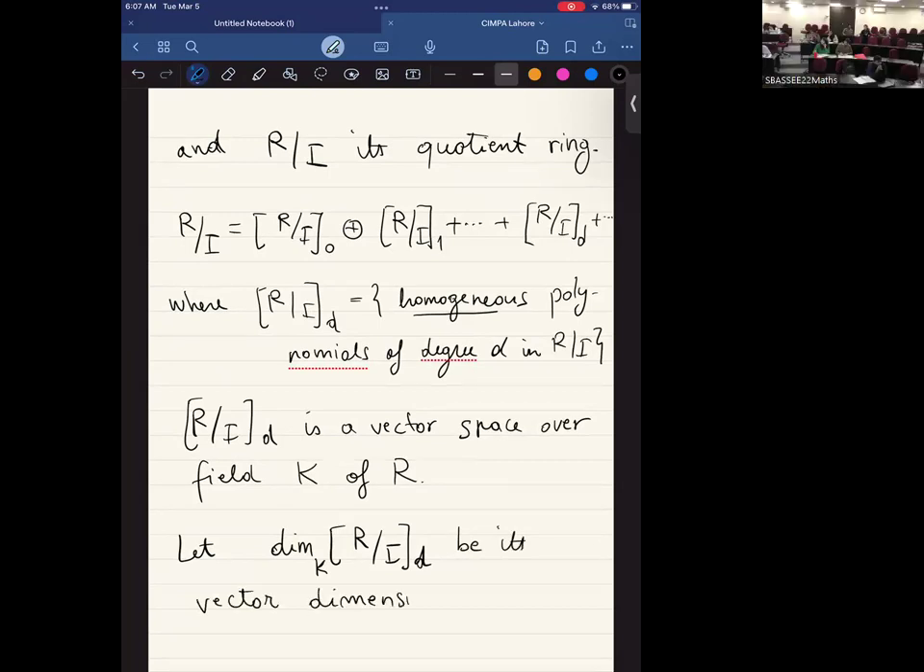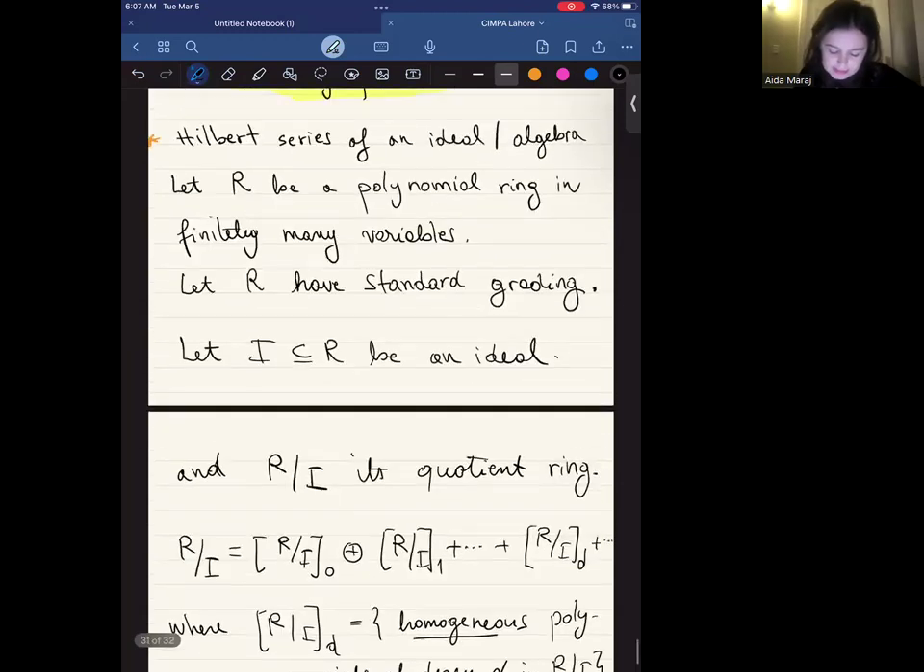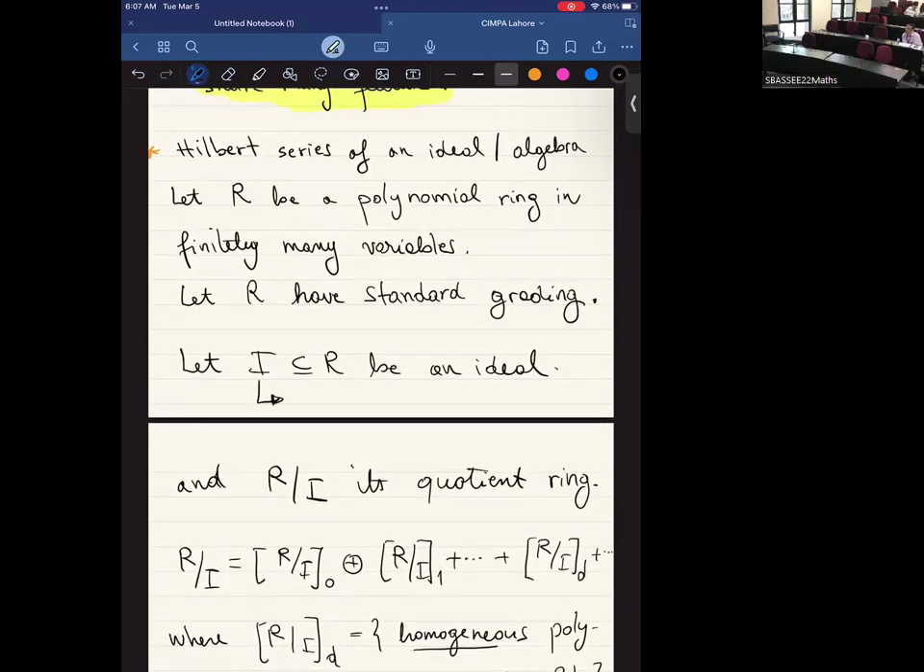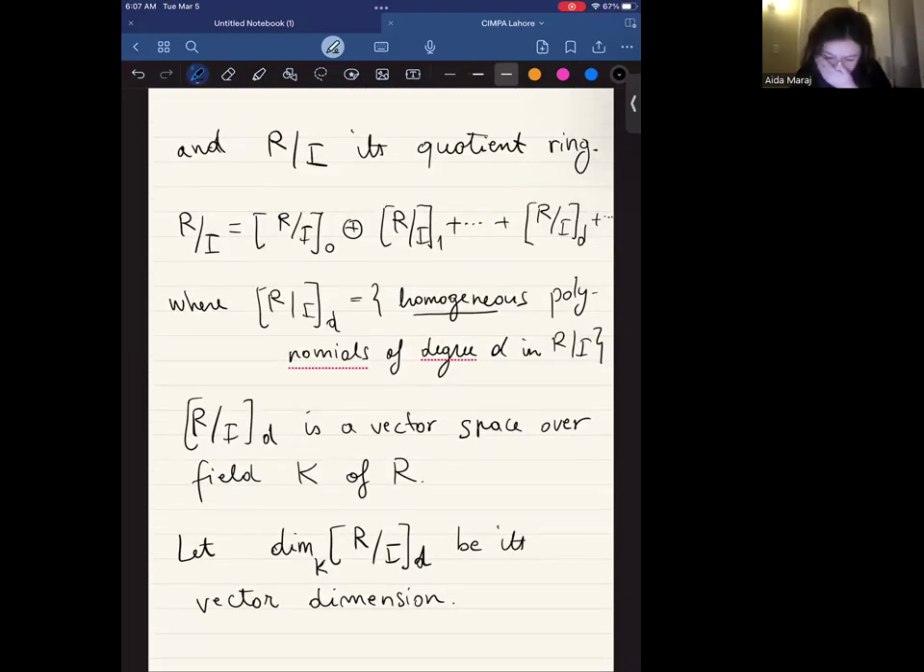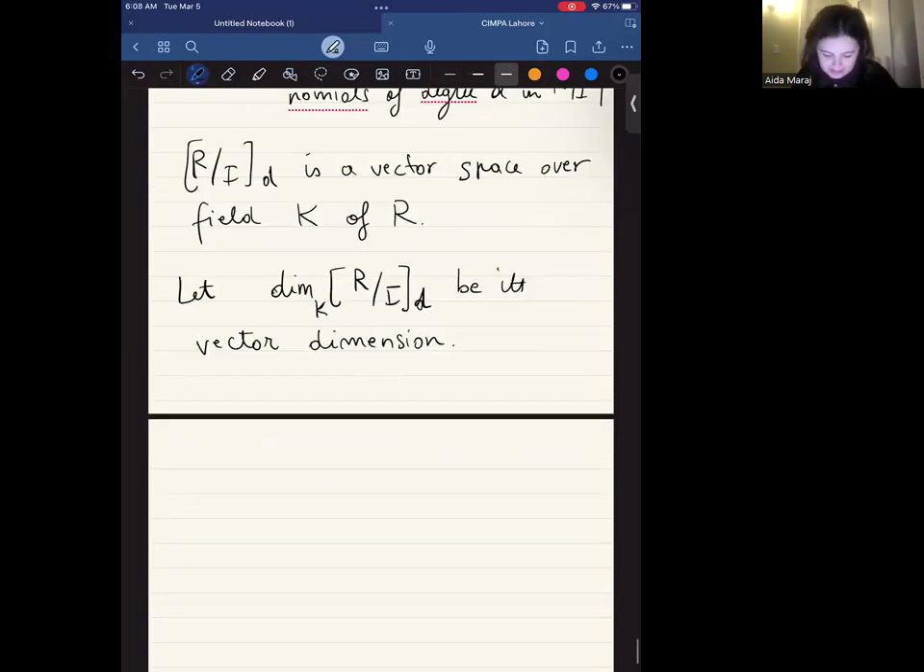Excuse me, Aida. Did you start with a homogeneous ideal or any ideal in general? Oh, okay, so now it's okay. Sometimes I forget that the others exist, but yes, homogeneous ideal. Thank you. Okay.